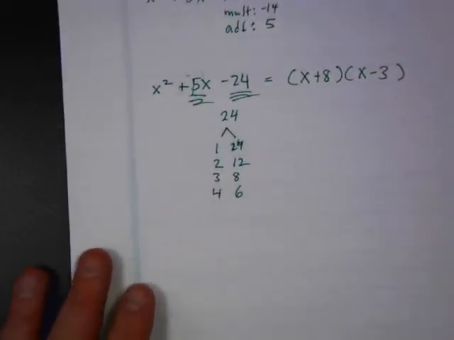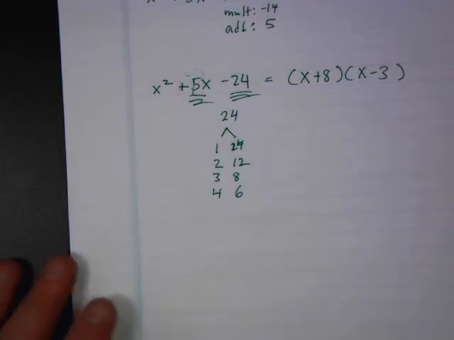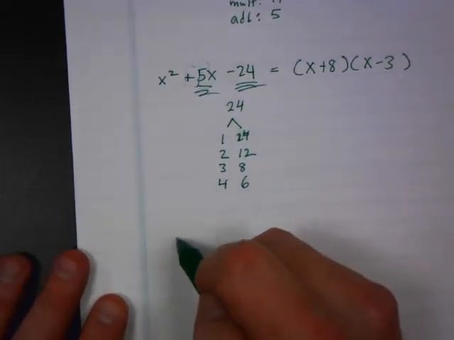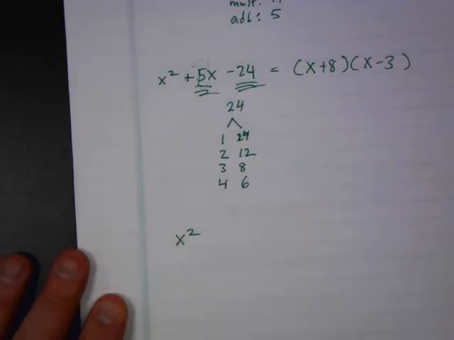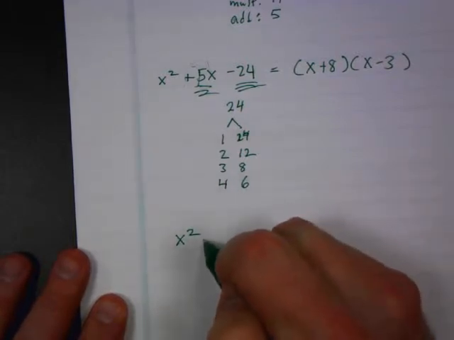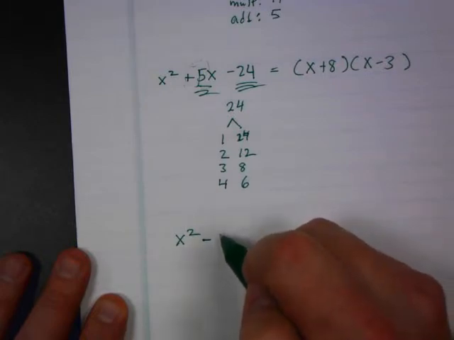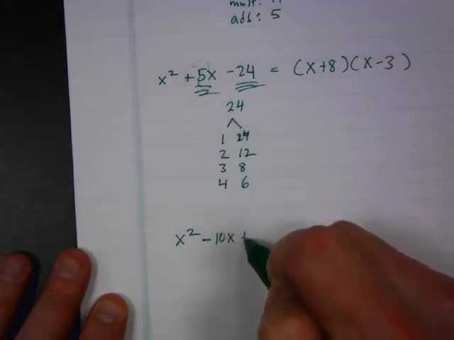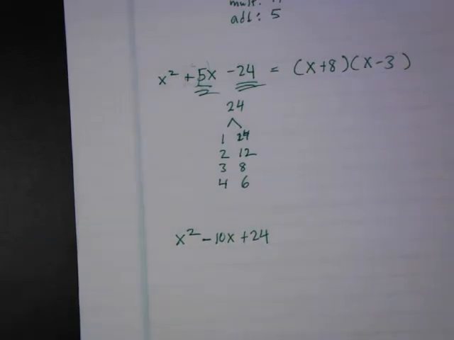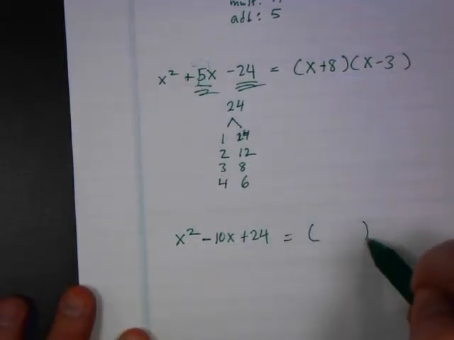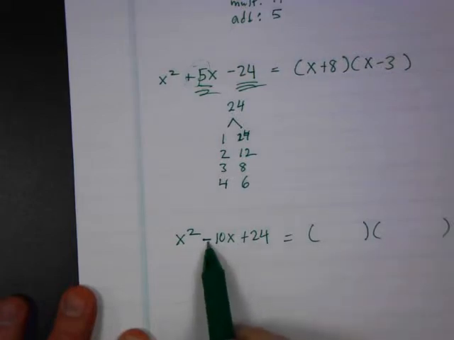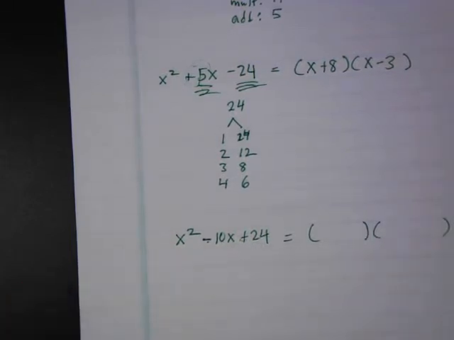All right, how about this one? I haven't done one like this yet. How about x squared minus 10x plus 24. So I don't think I've had one yet where I have a minus in the middle, but I have a plus on the end. Negative 6 and negative 4.